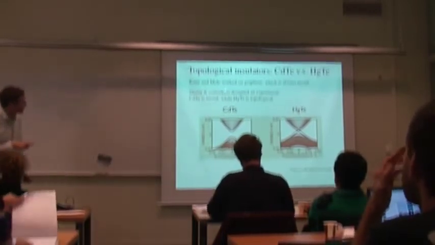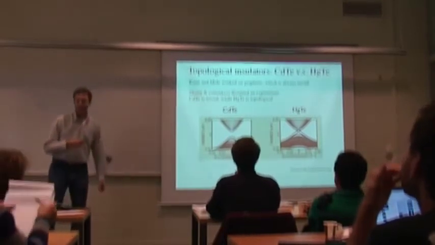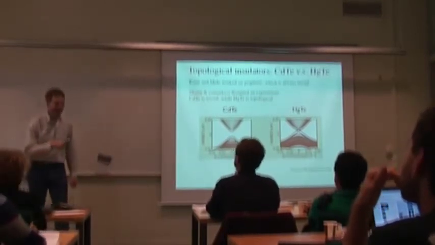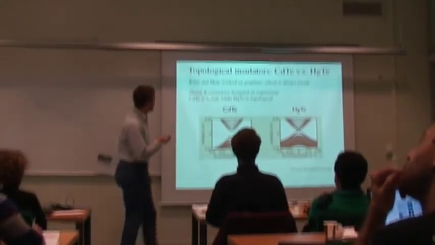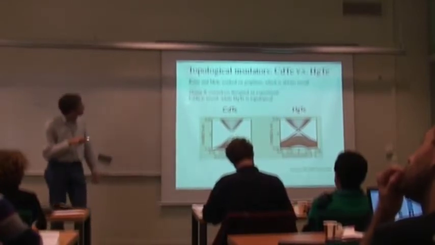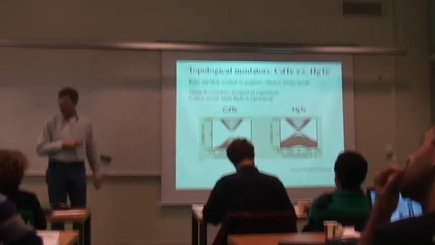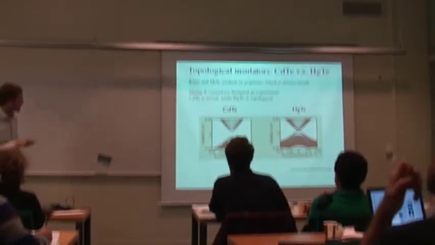So, following Kane and Mele, Zhang and co-workers actually came up with a system where you can see this. I will go through the experiments which show this. It turns out that if you do a calculation, there's a semiconductor type material called cadmium telluride. That turns out to be trivial.